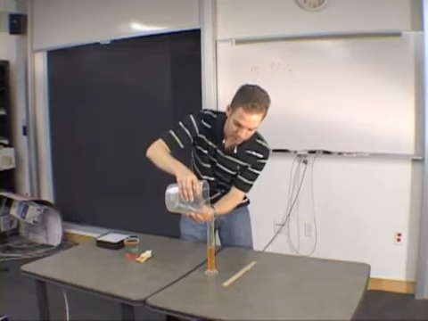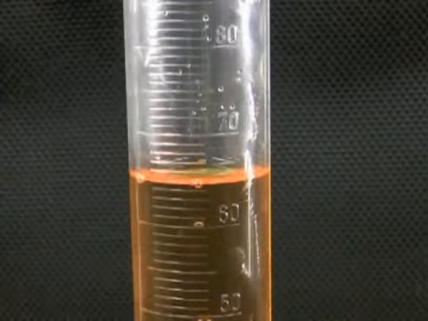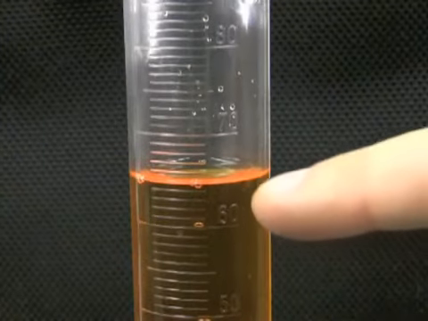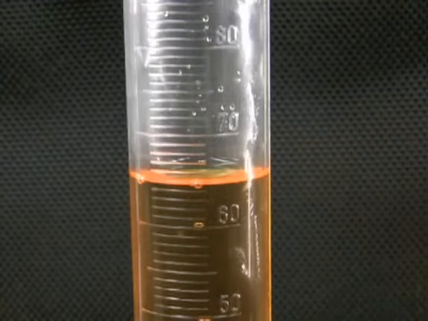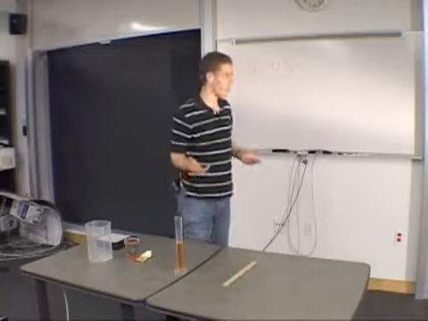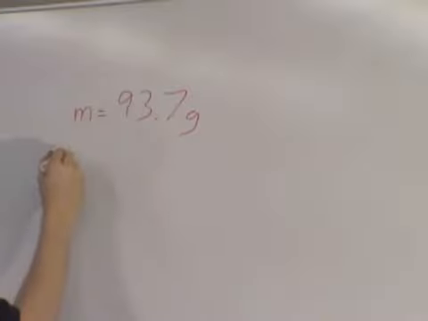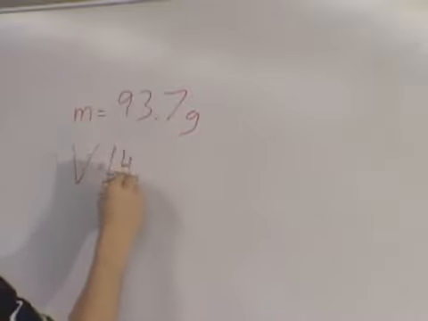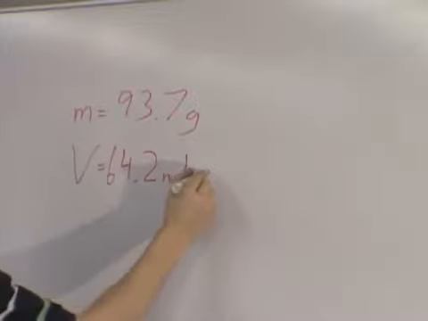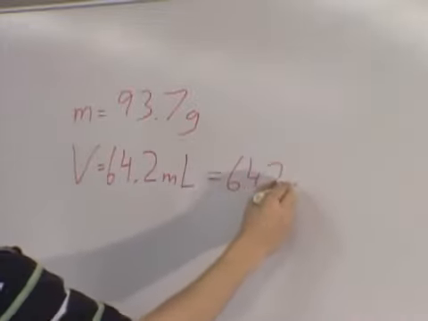And here we go. So it looks like we are right at about 64.2 milliliters. And so now we know the volume of our miniature crown. The volume is 64.2 milliliters, which also equals 64.2 centimeters cubed.